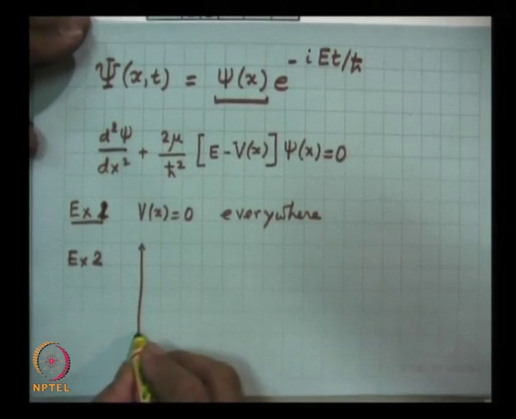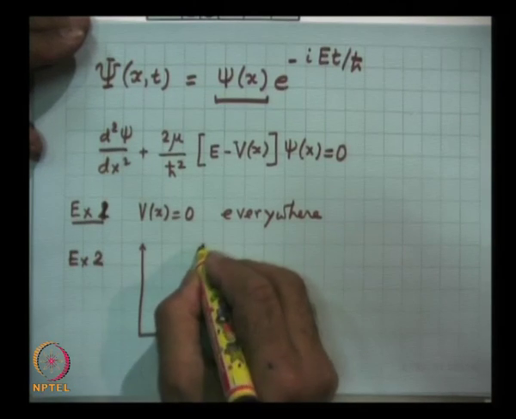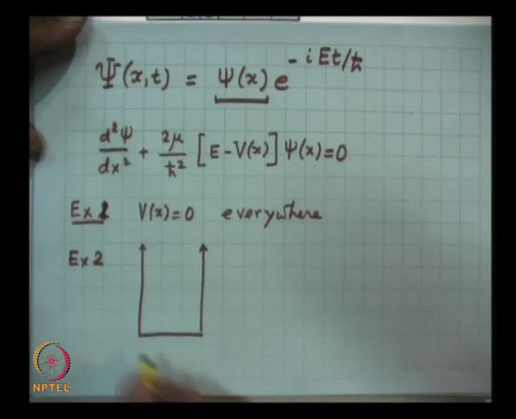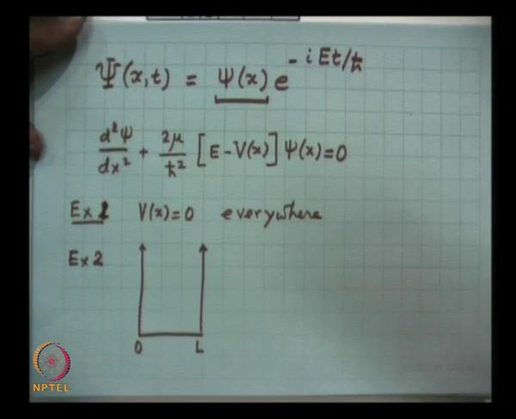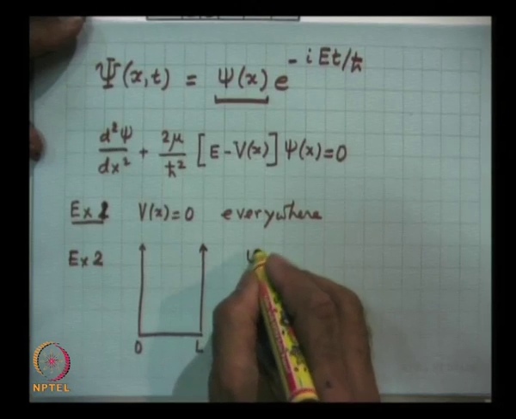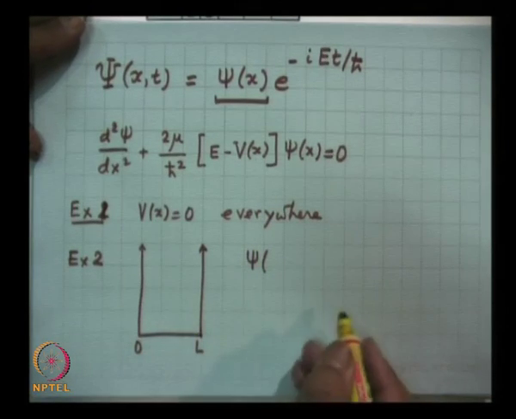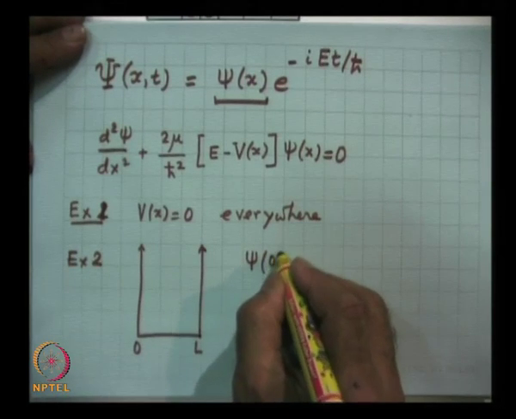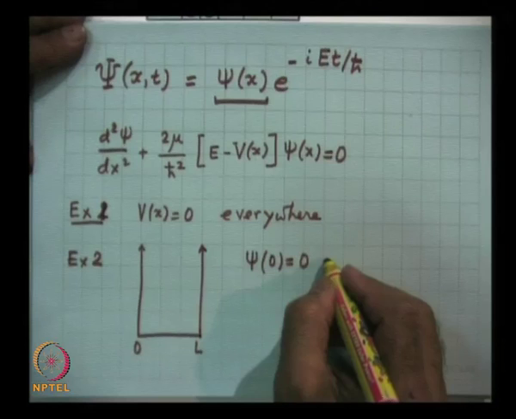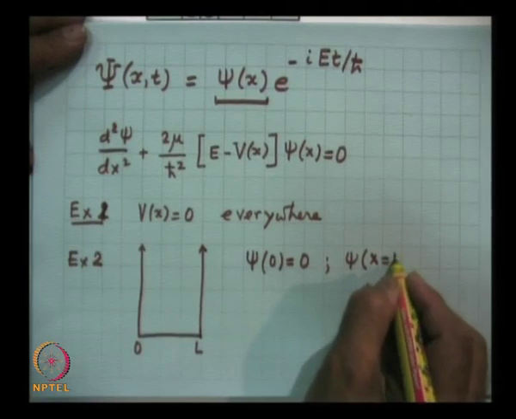So, we consider a box like this, which is 0 here and L here, and so the wave function psi has to vanish here, because the particle cannot escape. So, psi at x is equal to 0 is equal to 0, and psi at x is equal to L is also 0.